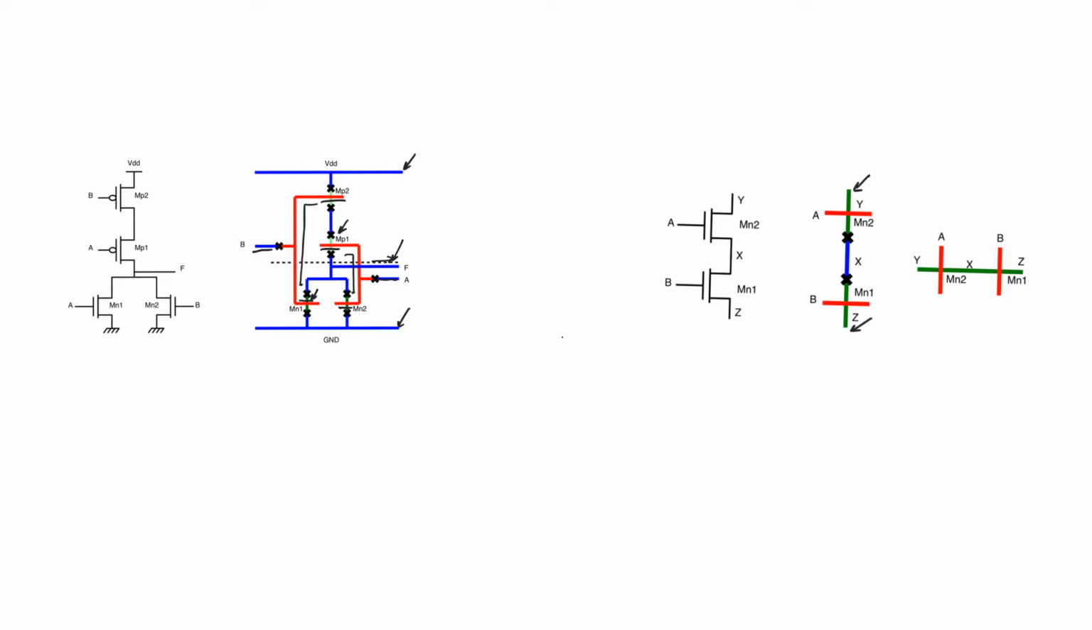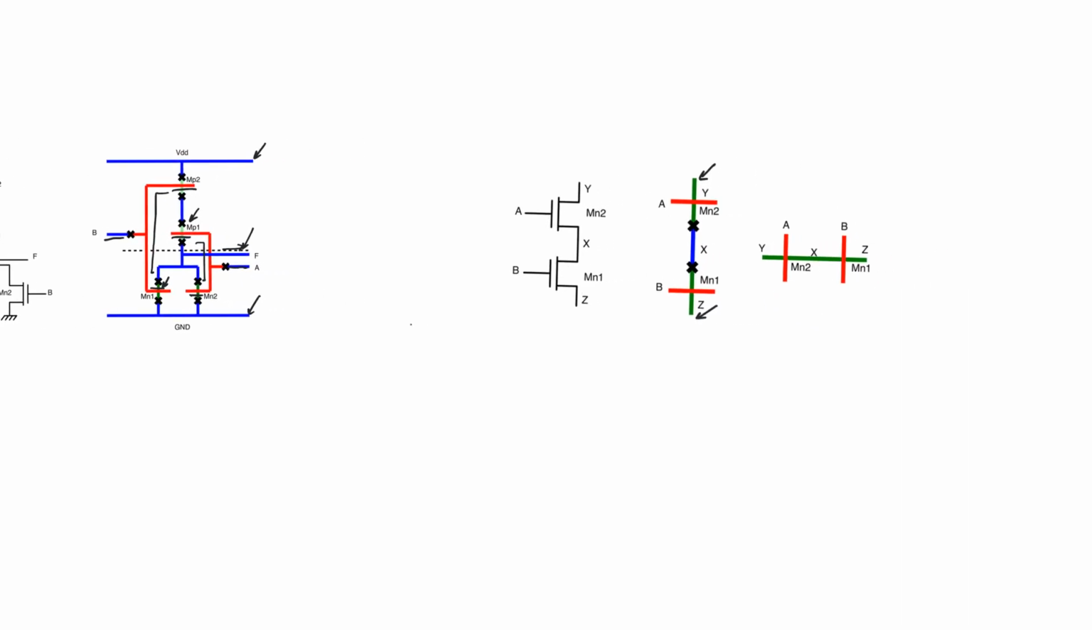Because simply, you can use a single track of N plus diffusion and just cross it with two tracks of polysilicon and create the same two transistors. This happens because node X is the drain of transistor MN1 and the source of transistor MN2. And so they can share the same diffusion area, the same N plus area for their drains and sources.